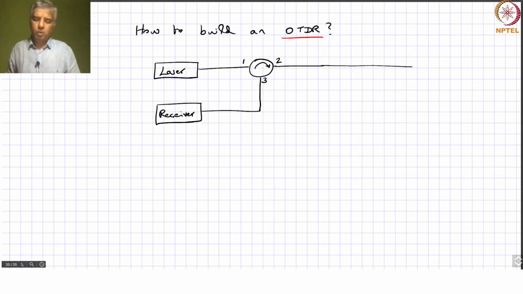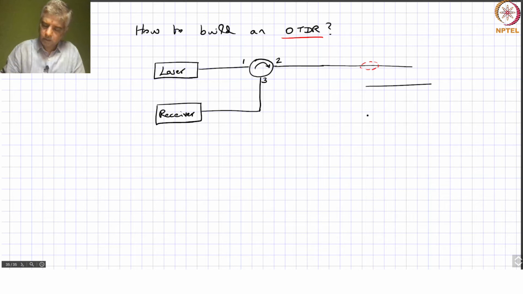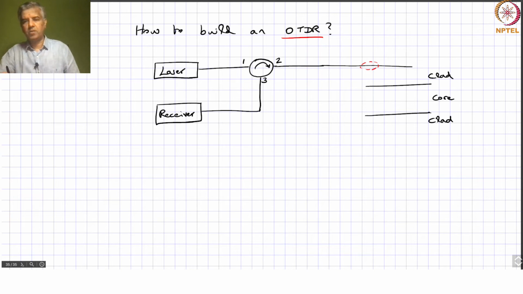Now, to understand what it takes to build an OTDR, let's first understand what is happening around a particular region within this fiber. So let's zoom into that and take a look. So I'm just going to show a zoomed version of this. This is basically the core of the fiber. This is the cladding, and the core is surrounded by cladding all around, right?